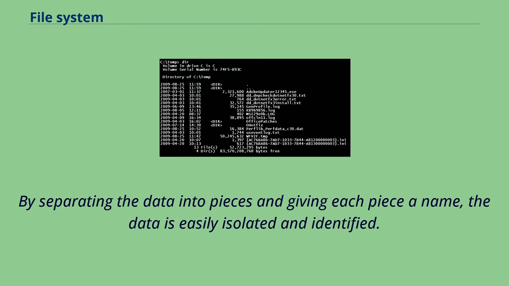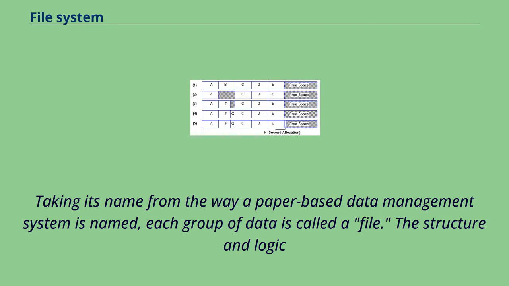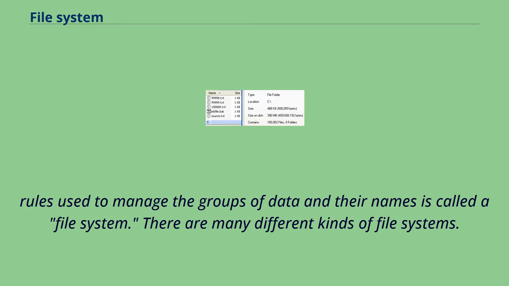By separating the data into pieces and giving each piece a name, the data is easily isolated and identified. Taking its name from the way a paper-based data management system is named, each group of data is called a file. The structure and logic rules used to manage the groups of data and their names is called a file system.